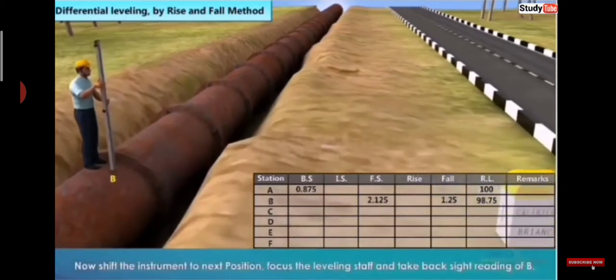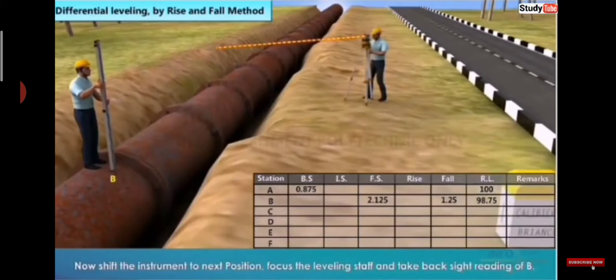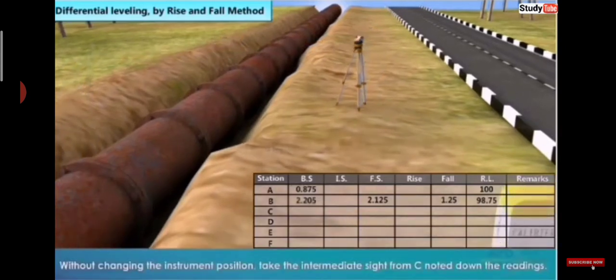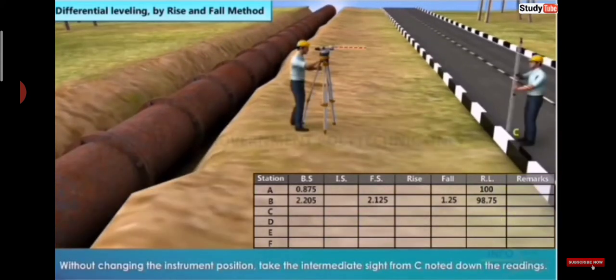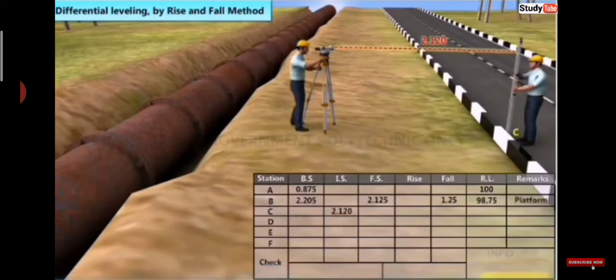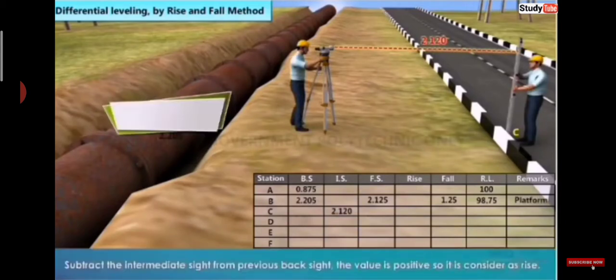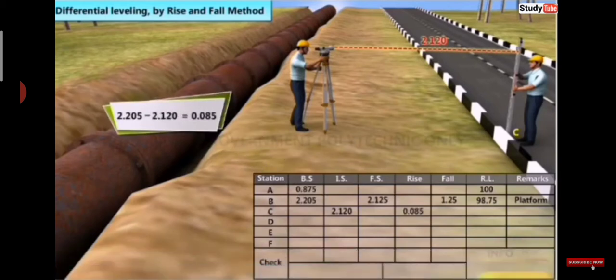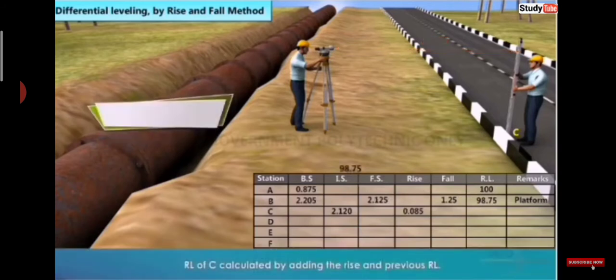Now shift the instrument to next position. Focus the leveling staff and take backside reading of B. Without changing the instrument position, take the intermediate side from C, and note down the readings. Subtract the intermediate side from previous backside. The value is positive, so it is considered as rise. RL of C is calculated by adding the rise and previous RL.